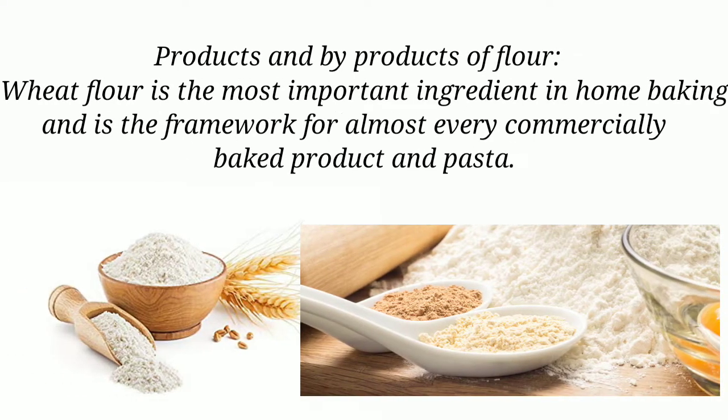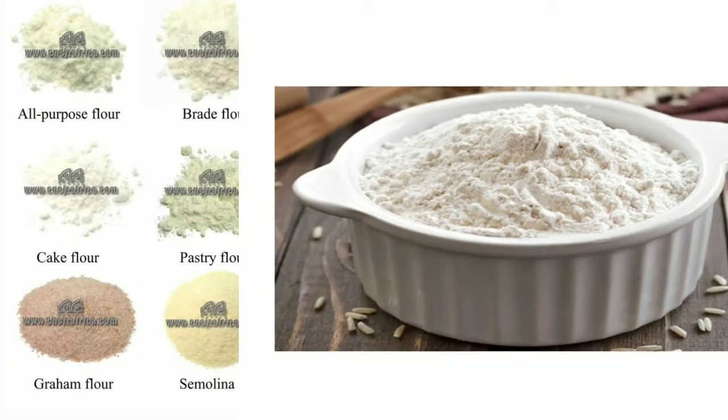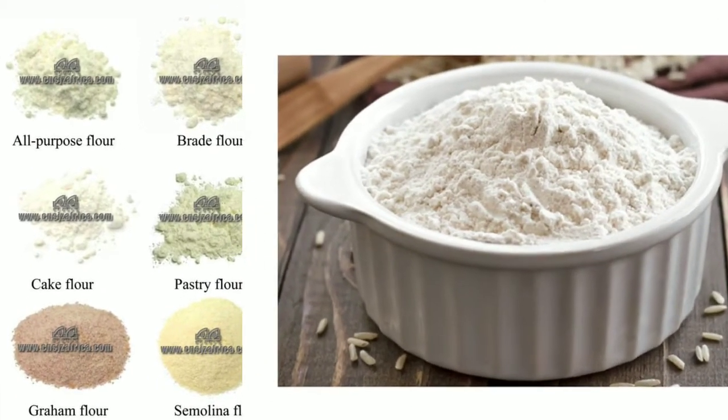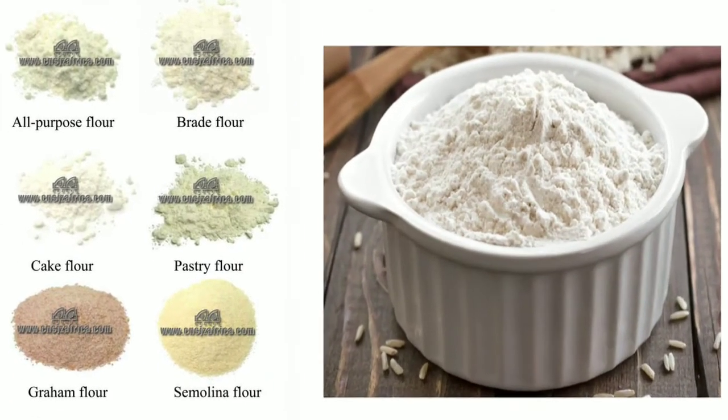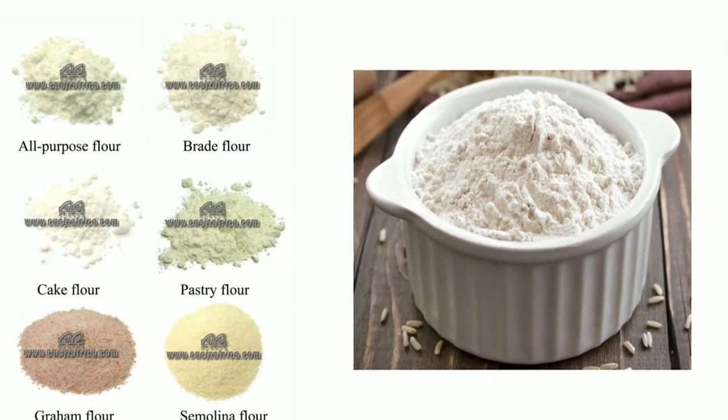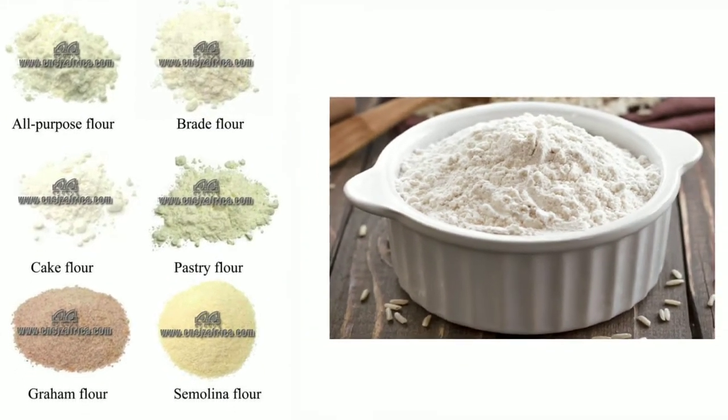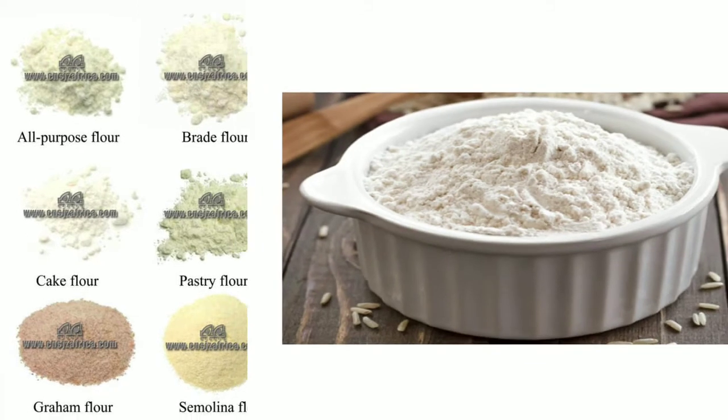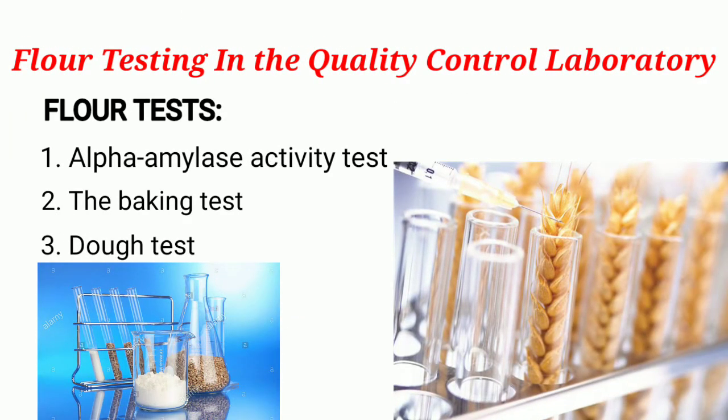Products and byproducts of flour. Wheat flour is the most important ingredient in home baking and is a framework for almost every commercial baked product and pasta. All-purpose flour is the product of the ground endosperm of hard wheat or a combination of hard and soft wheat kernels.